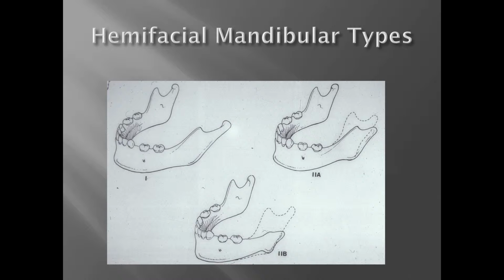Type 1, as you can see here on the left, all the normal components are there, and the mandible is just slightly smaller than ideal or the normal opposite side. In a 2A, we can see that the ramus, or the vertical portion of the mandible, is reduced as compared to the dotted line, which indicates the normal size. And in type 2B, this reduction is even greater. I haven't illustrated type 3 here, but as you can imagine, half or more of the mandible on the involved side is missing, so it's the most severe type.